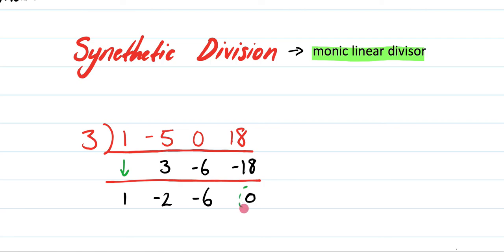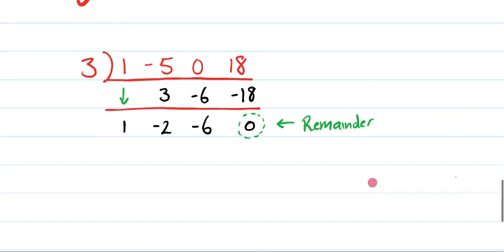This one at the very end, this is my remainder. And as you can see, it's 0, what we expect. And now what we've arrived at here is all my coefficients. So this is going to be x squared minus 2x minus 6. And so that is going to be our answer.